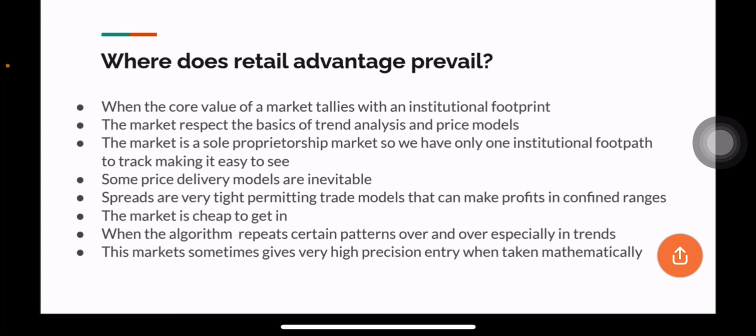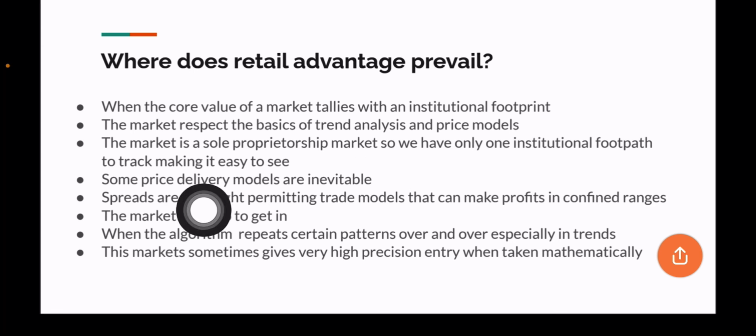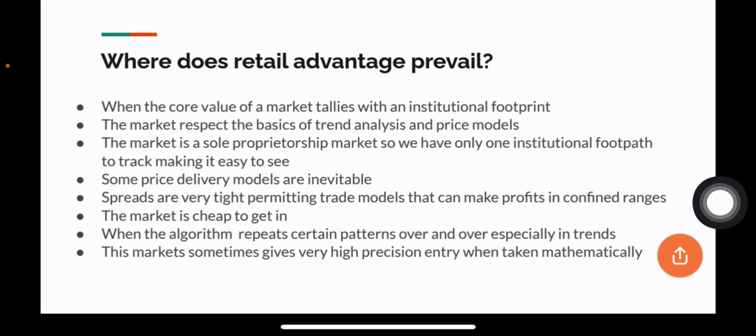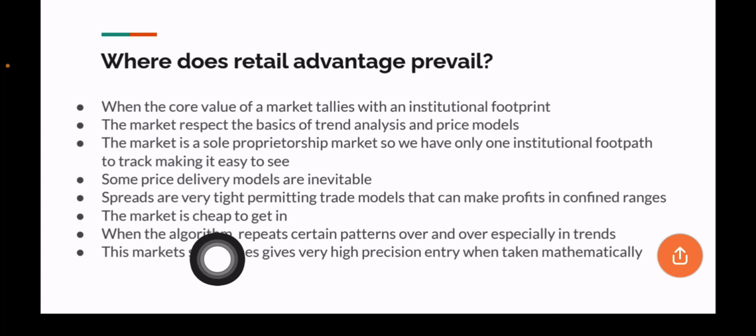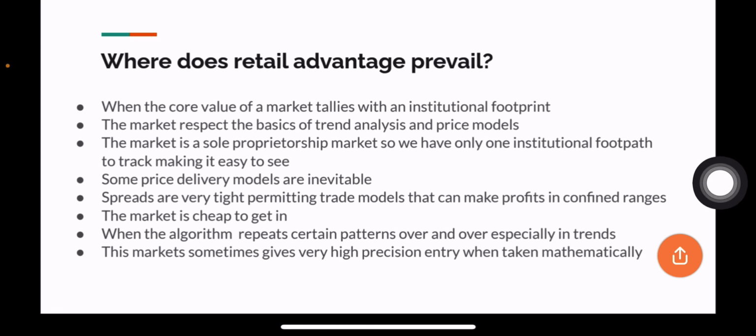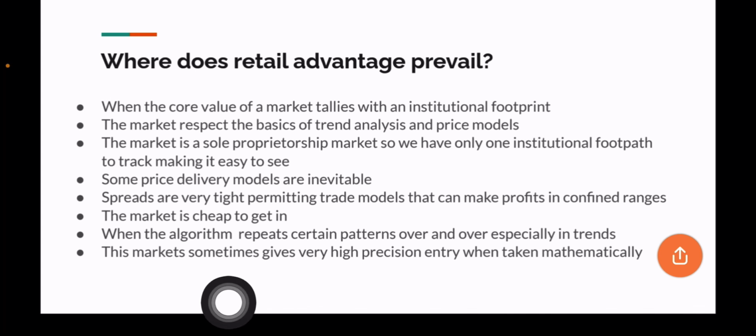Then the market is cheap to get in. Yes, you can actually even trade with 0.5 cents, $1 in this market, and if you know what you were doing or if you got lucky, you will be able to make tangible returns. Another advantage is when the algorithms repeat certain patterns over and over in a period of time, especially when the market is trending. So you will see a price pattern reoccurring as if the algorithm is stuck in a loop, and this same thing will keep playing over and over. This is a very big advantage to retail when they see such a phenomenon occurring in the market.